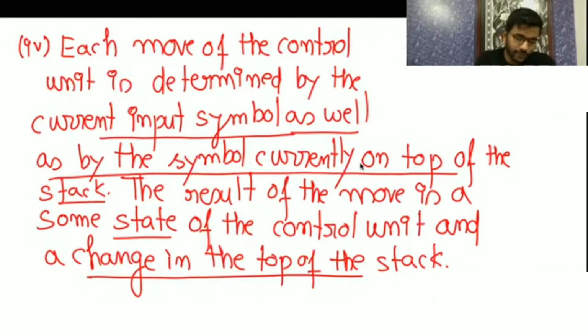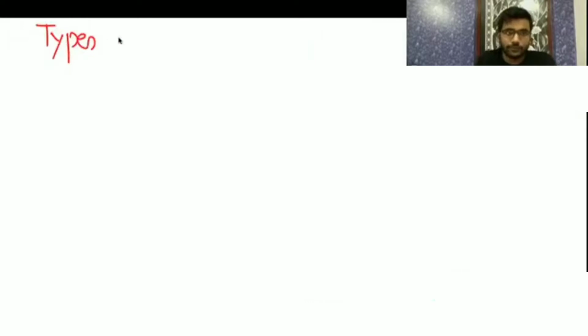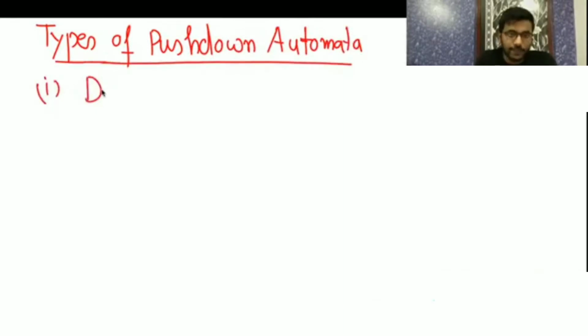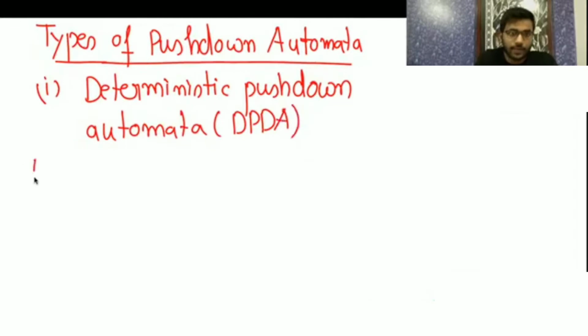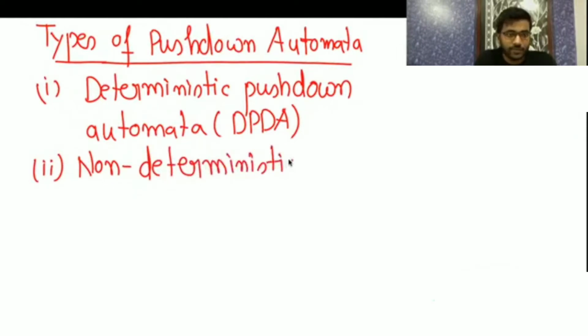There are two types of pushdown automata. One is deterministic pushdown automata, another is non-deterministic pushdown automata.